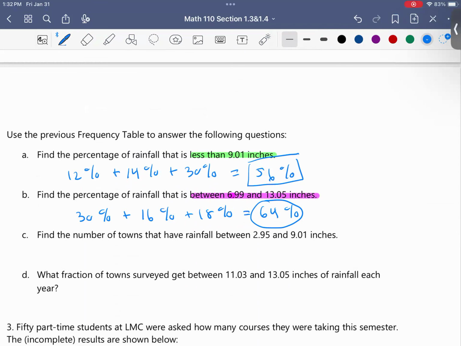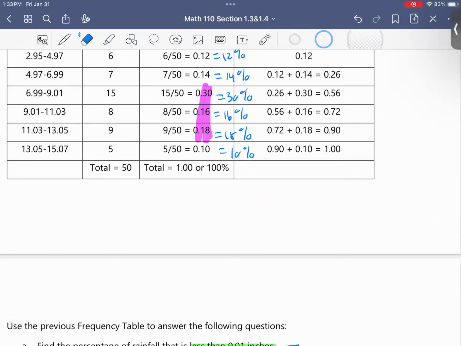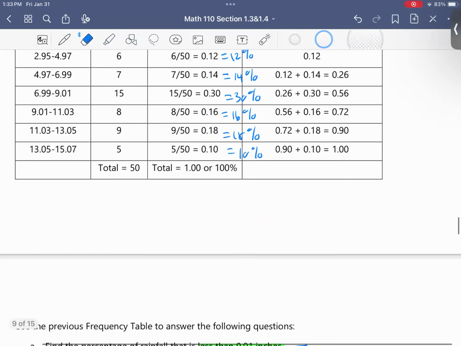Moving on to letter C, find the number of towns that have rainfall between 2.95 and 9.01 inches. So let's go ahead and highlight between 2.95 and 9.01. Let's go ahead and erase these values. So 2.95, start right here, and 9.01. So we're going to stop about there.